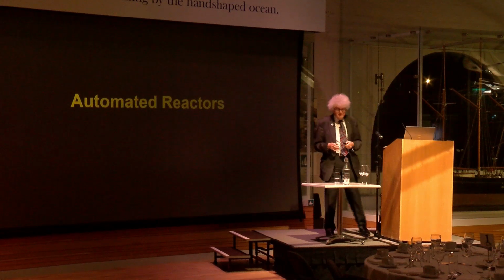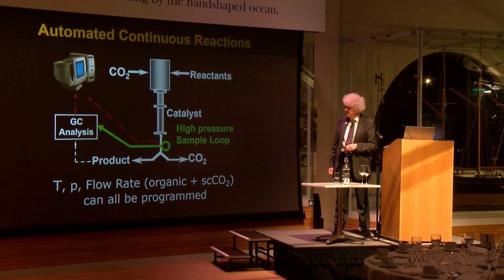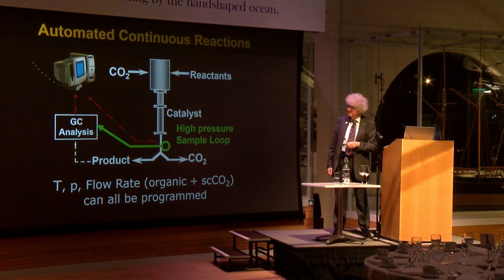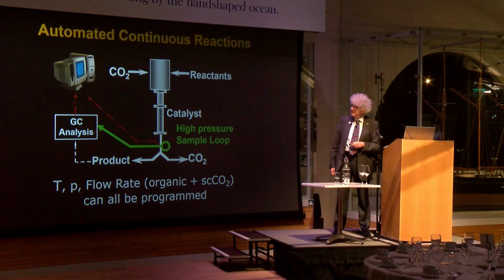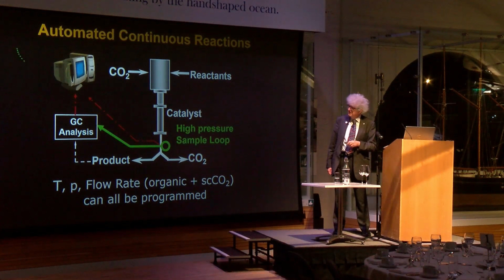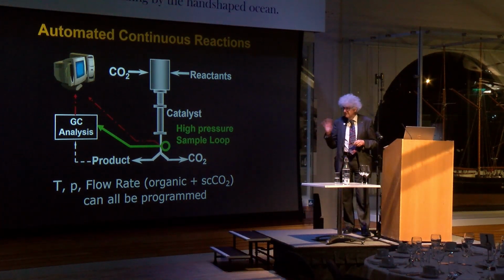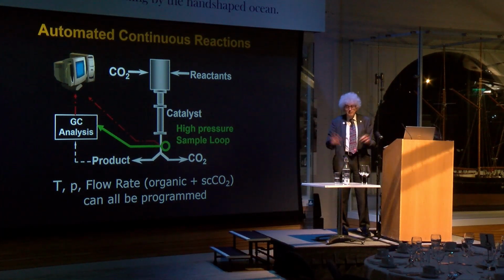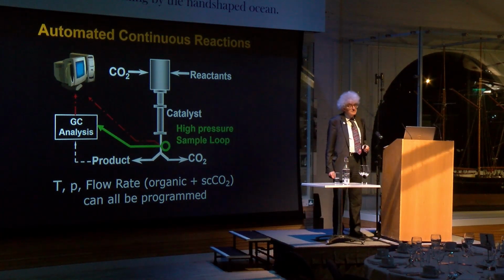So we came up with the idea of putting in an automated valve that would take samples every so often and send it to a chromatograph for analysis, and the analysis would be stored with a computer. I apologize, this is rather an old slide, so you can see there's a rather vintage computer there. And what this means is the apparatus by itself can go through a whole series of reaction conditions, temperature, pressure, flow rate, and so on, while the students are doing other things.